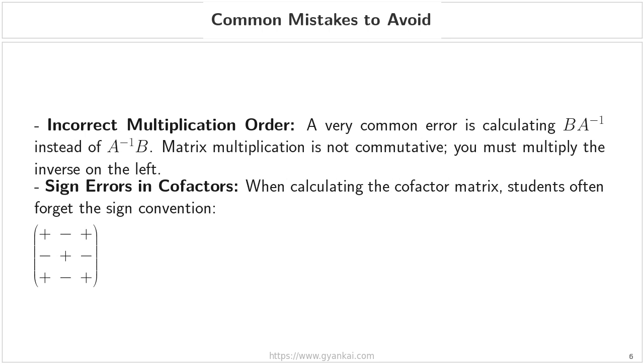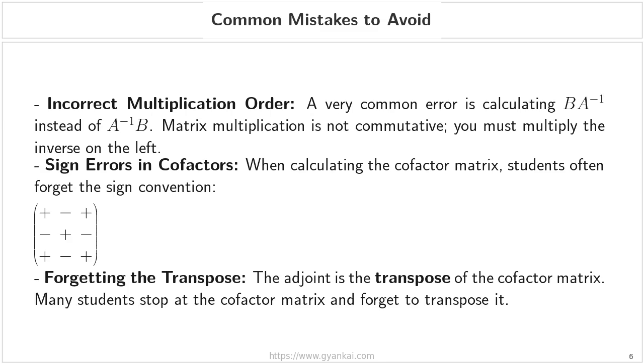Second, keep a close eye on your signs when calculating cofactors. When you are building your cofactor matrix, you must follow the specific sign convention. It follows a checkerboard pattern, starting with plus in the first position, then minus, then plus, moving to the second row with minus, then plus, then minus, and finally the third row with plus, minus, and plus. Forgetting to flip that sign for the minus positions is a very common way to lose marks.